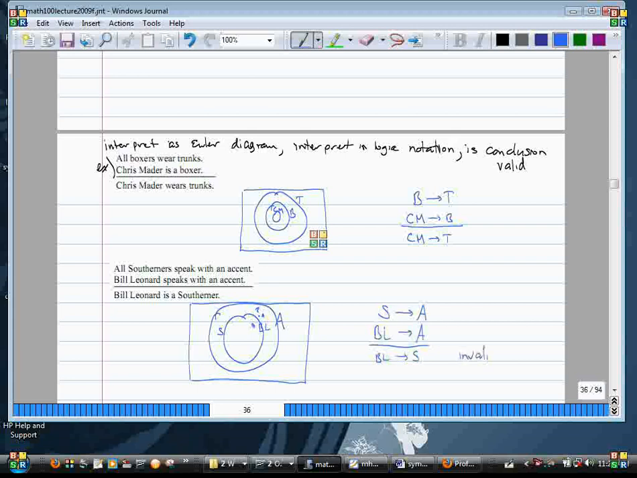So now, what are we going to say about this conclusion? Invalid. Not false. It's invalid. We can't say it's false. Bill Leonard may be a Southerner. But we don't know if it's true or false. But is what we just said supported by everything else that we know? It's not supported. So the argument and the conclusion are not valid. Okay.